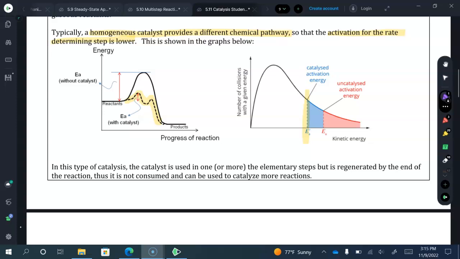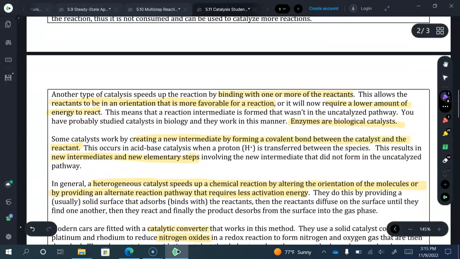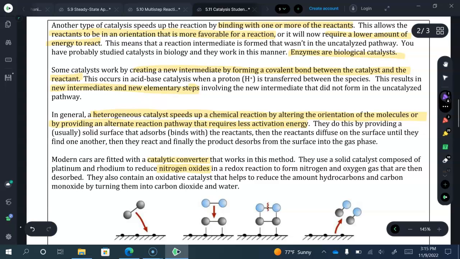Another type of catalysis speeds up the reaction by binding with one or more of the reactants. This allows the reactants to be in an orientation that is more favorable for reaction. Catalase in the human body is one of these. This means that a reaction intermediate is formed that wasn't in an uncatalyzed pathway. You have probably studied catalysts in biology and they work in this manner.